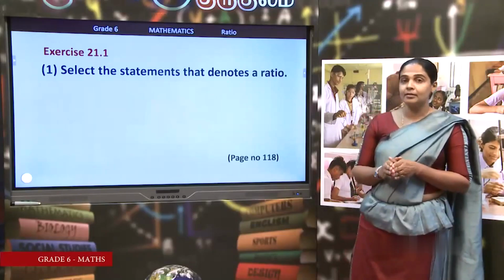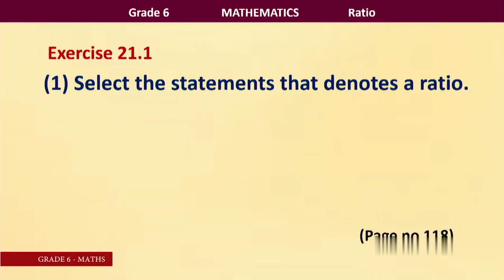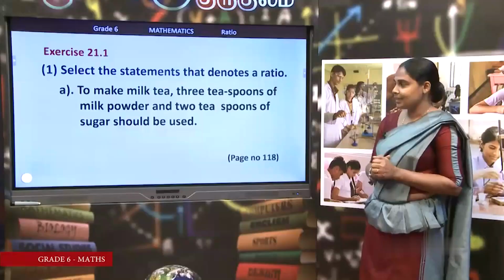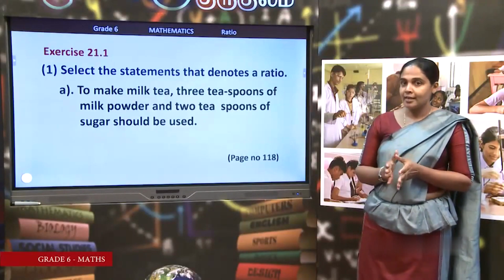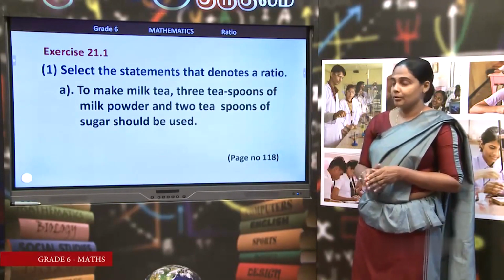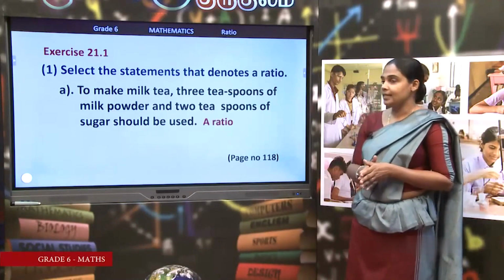First of all, read the question well. What is it? Select the statements that denote a ratio. Then read part A. To make milk tea, 3 teaspoons of milk powder and 2 teaspoons of sugar should be used. What is it? It is our first example, isn't it? Then there is no doubt. You can write down the ratio. So, this statement shows a ratio.